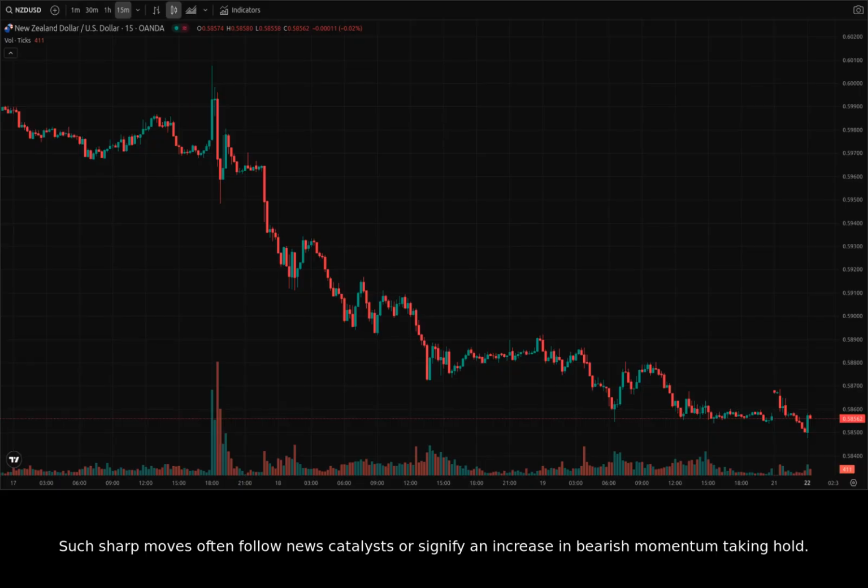Such sharp moves often follow news catalysts or signify an increase in bearish momentum taking hold. The price then continued to face hurdles in regaining lost ground, confirming the overall negative sentiment. This rapid decline underscores the volatility and the strong immediate bearish bias the market is currently exhibiting.